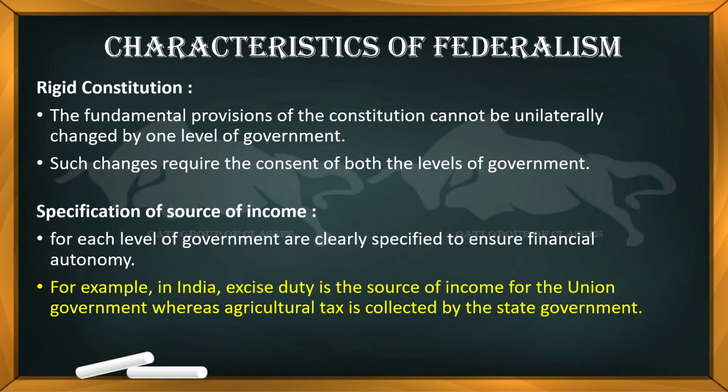For example, in India, we can say that excise duty is a source of income for the union government, or the central government. Whereas agriculture tax is collected by the state government. So it's obviously an income for the state government.